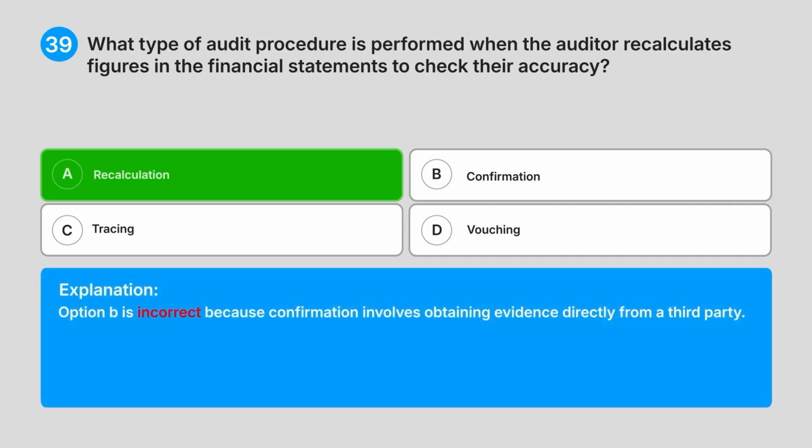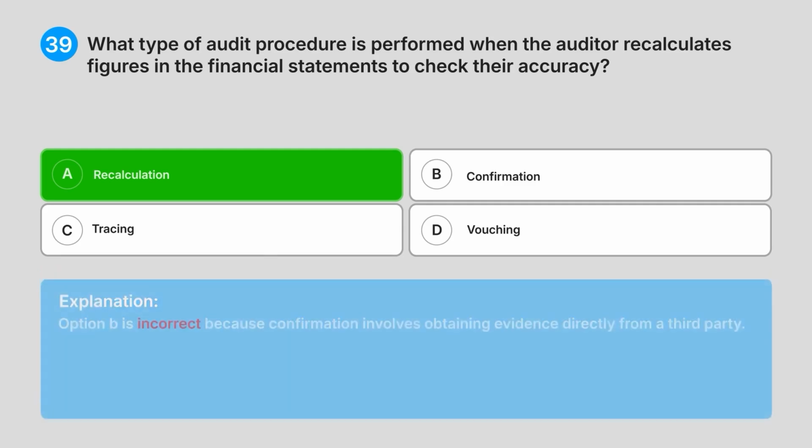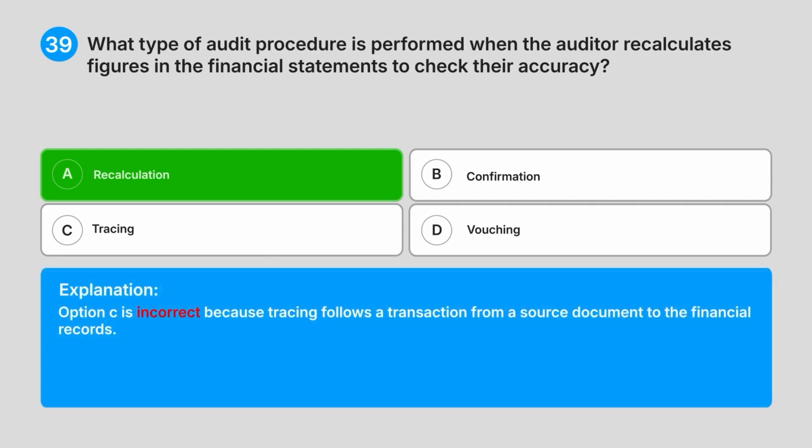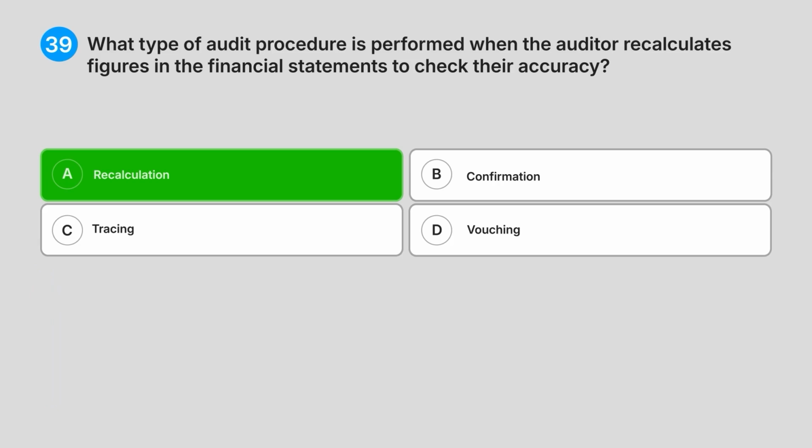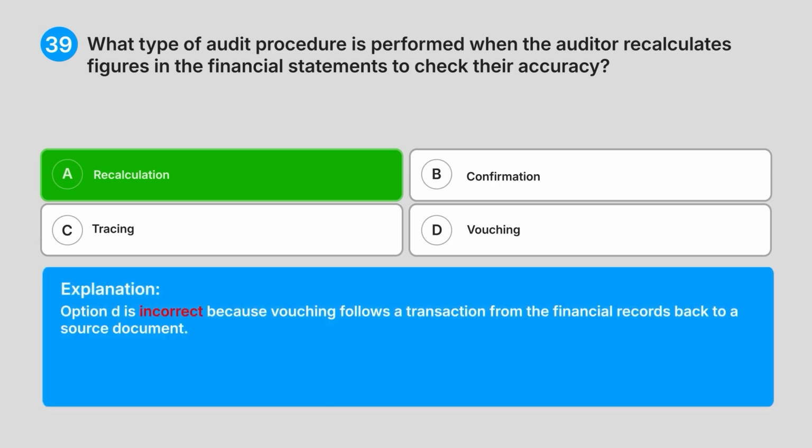Option B is incorrect because confirmation involves obtaining evidence directly from a third party. Option C is incorrect because tracing follows a transaction from a source document to the financial records. Option D is incorrect because vouching follows a transaction from the financial records back to a source document.